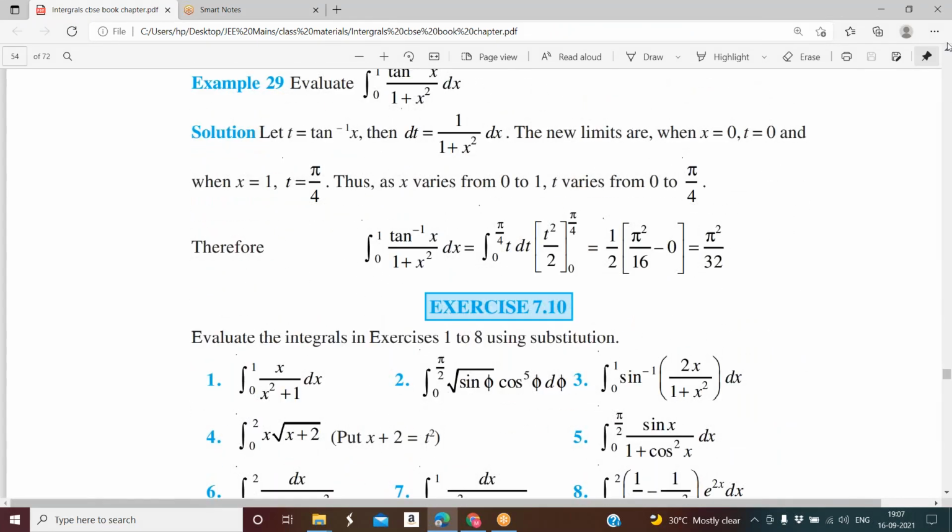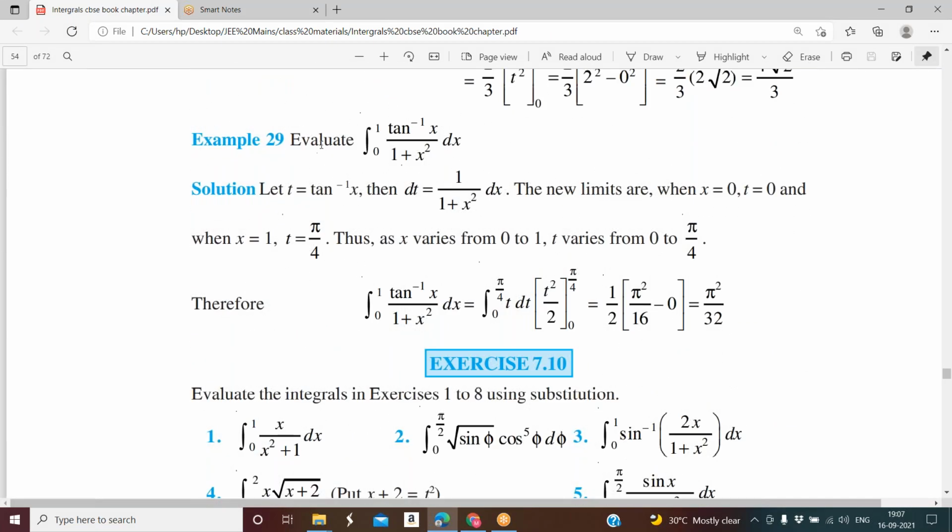The next problem is: evaluate the integral from 0 to 1 of tan inverse x divided by 1 plus x square dx. So what is your integrand here? Your integrand is tan inverse x by 1 plus x square.